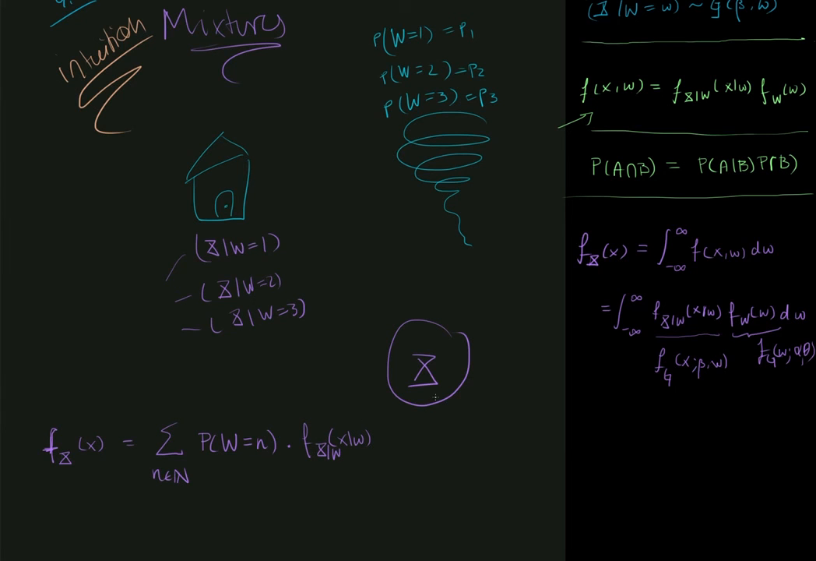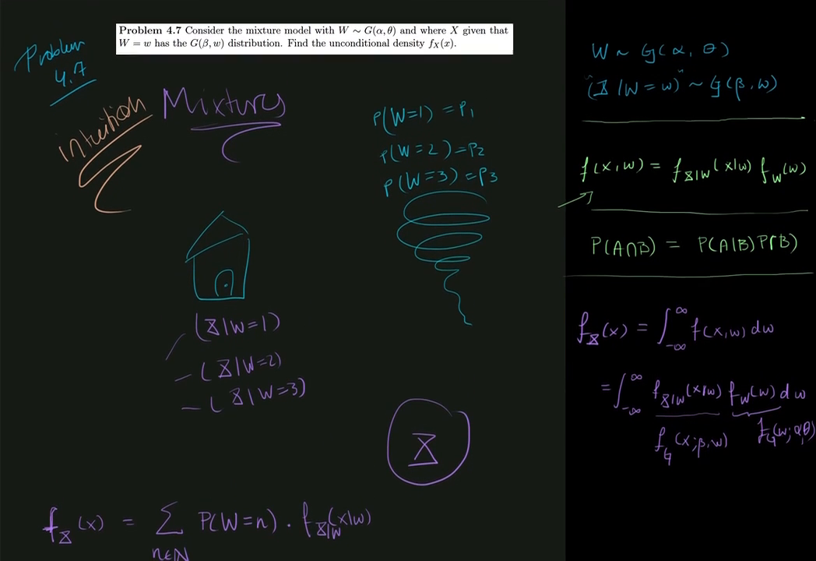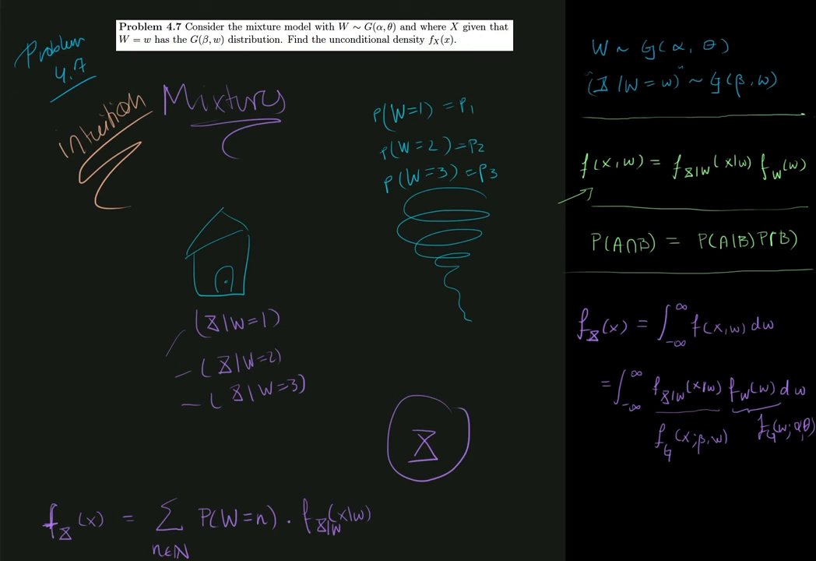The main difference between this formula and the one we wrote up earlier is that in this example with the storm, we condition on a W which is discrete, whereas in the exercise we condition on a W which is continuous. So that was it for the intuition part. In the next video, we will start solving this exercise and doing some calculations.